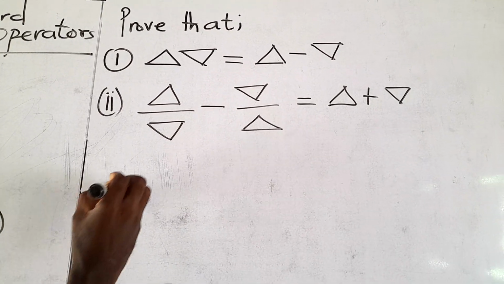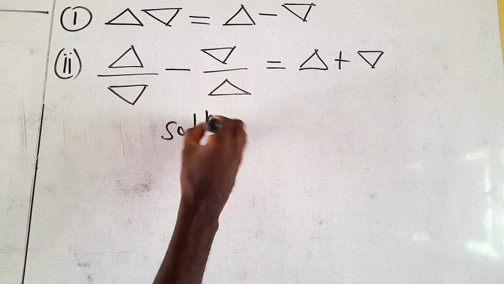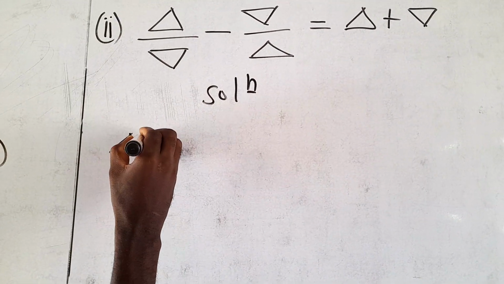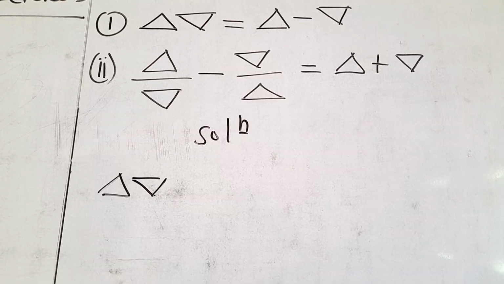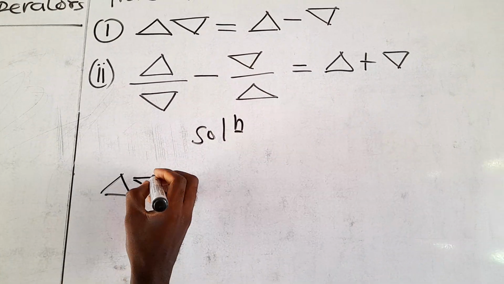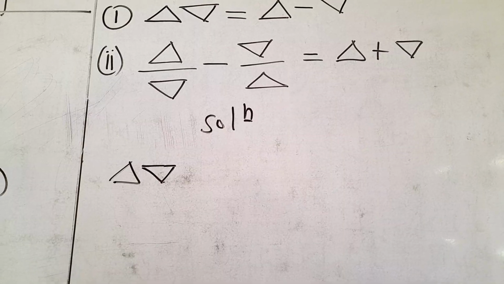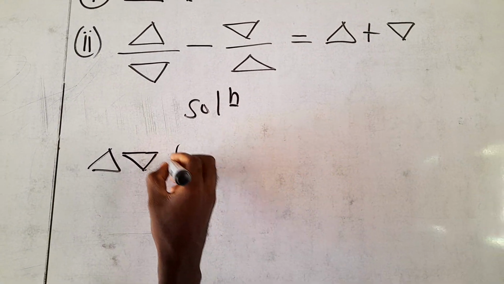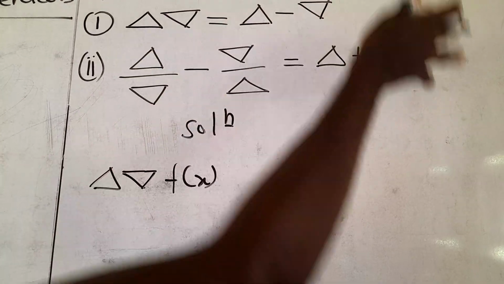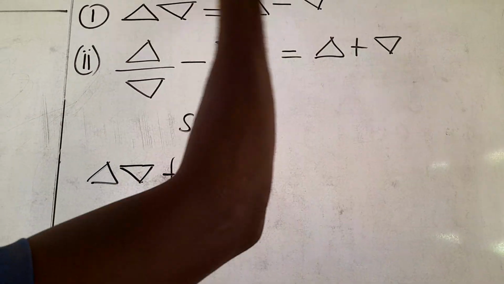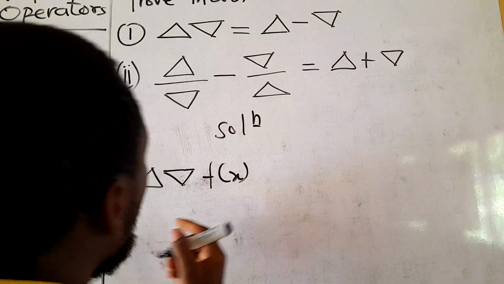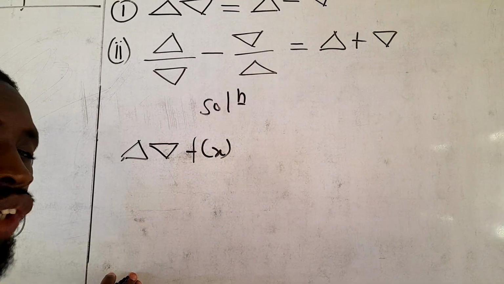For the first one, we want to show that delta nabla is actually equal to delta minus nabla. I will use one side to prove that the other side is correct. So you can use this to prove that that is correct, or use that to prove that this is correct. I will just apply this to a function f of x.